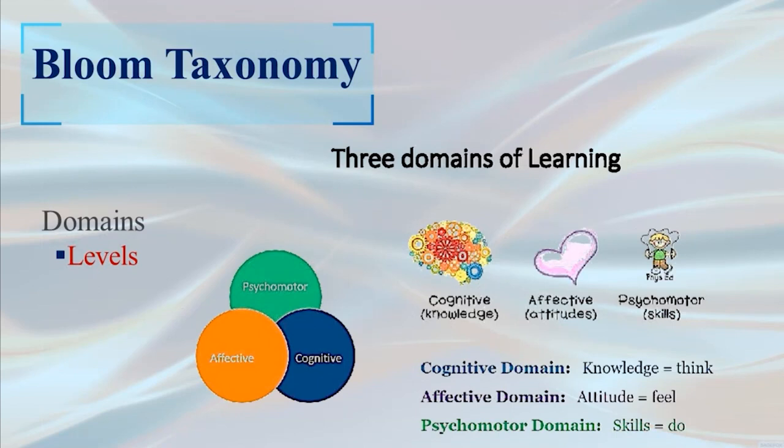Each domain is further subclassified into hierarchical pattern known as levels. So in Bloom taxonomy, we have domains, and each domain we have levels. The higher levels are more complex and intellectually demanding than the lower levels. Generally, objectives at the lower levels are mastered first before higher level objectives are accomplished. For example, once students understand the concepts well, they are able to apply the concepts into practice.